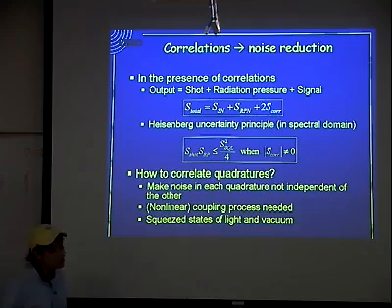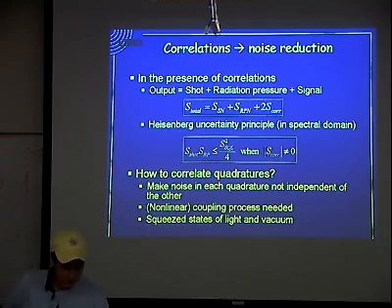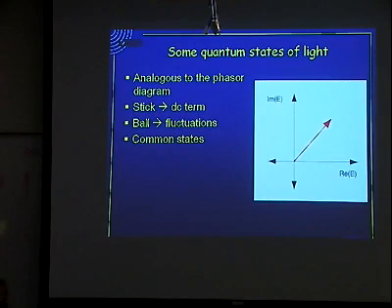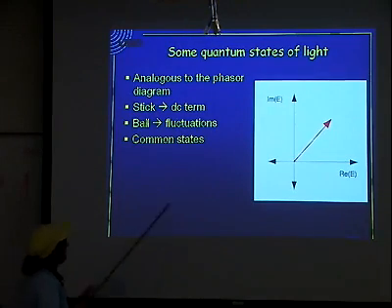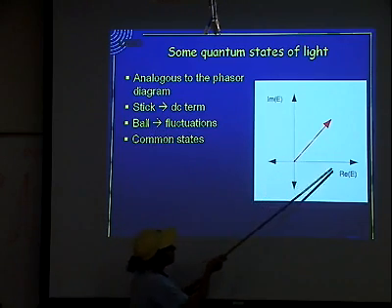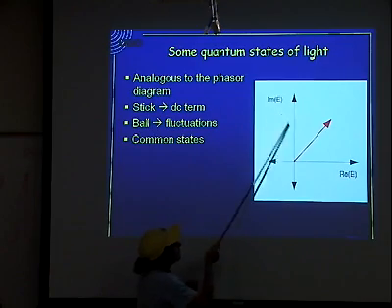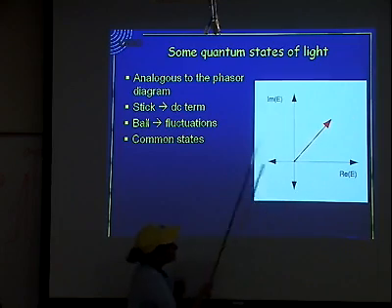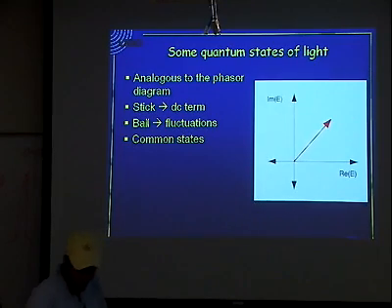And that gives rise to squeezed states of light at vacuum. So what is a squeezed state? Now imagine we go back to our classical picture. You think of a phasor. Here's your real and imaginary part of your E field. The length of the vector is the magnitude, and the angle of this vector is the phase of your electromagnetic field.